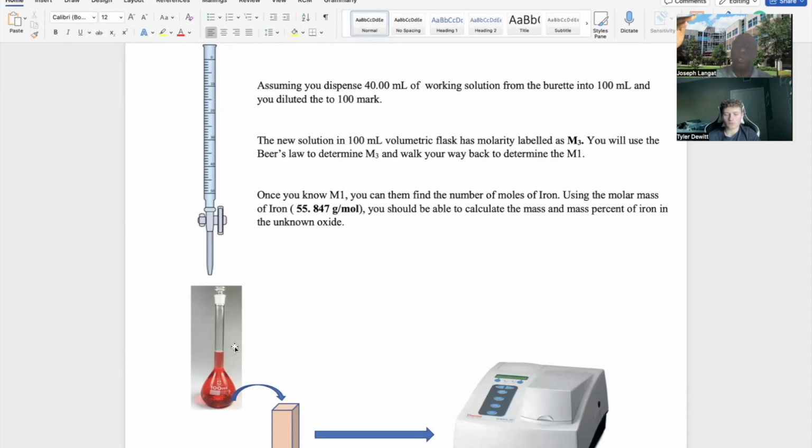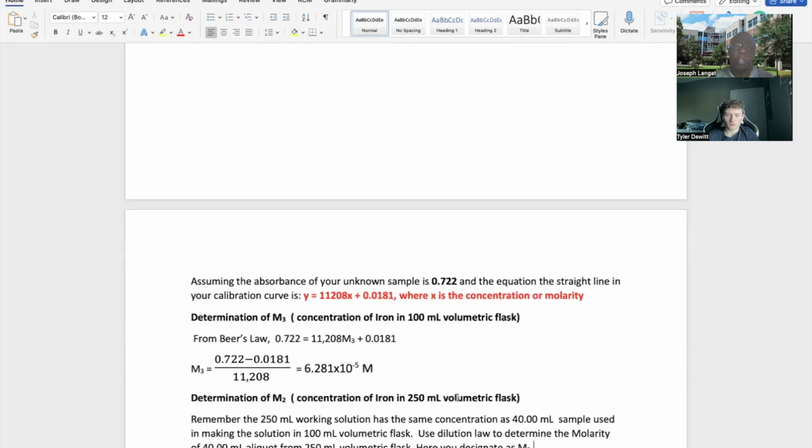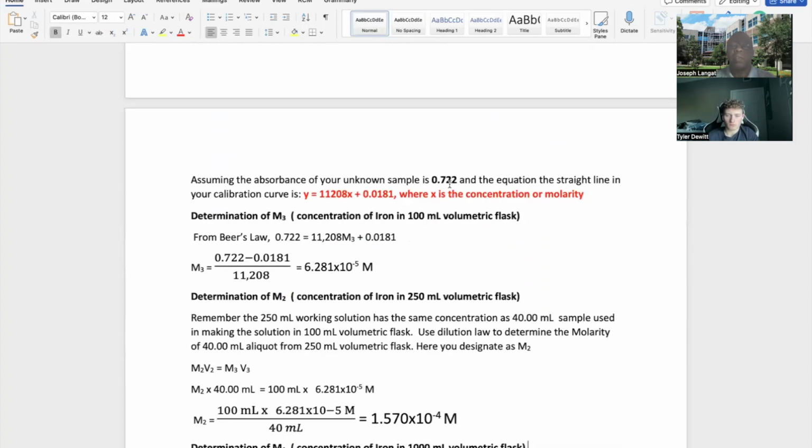So there is M1, which we don't know. There is M2, which we don't know. And then there is M3, which we will figure out using the slope of your calibration curve, the molar absorptivity value for iron, and the absorbance for that sample. So if you did that, this is what will happen. Suppose your absorbance value is 0.0722, right? How do I find M3?